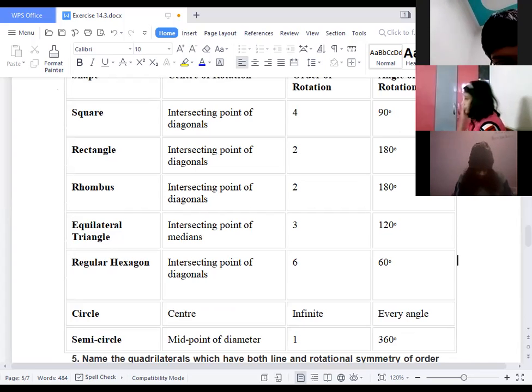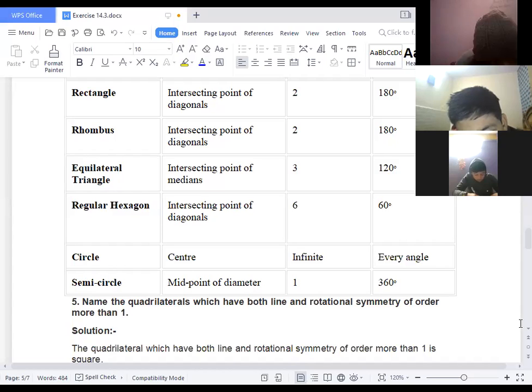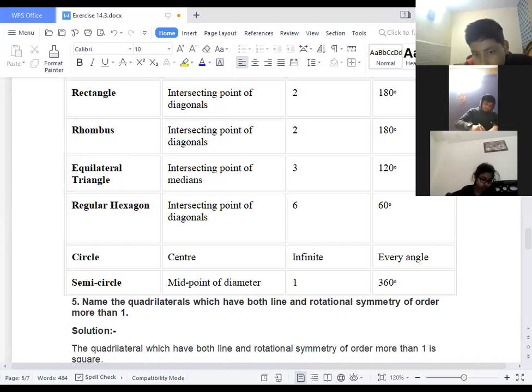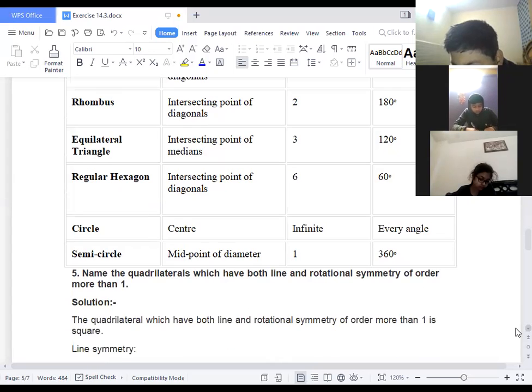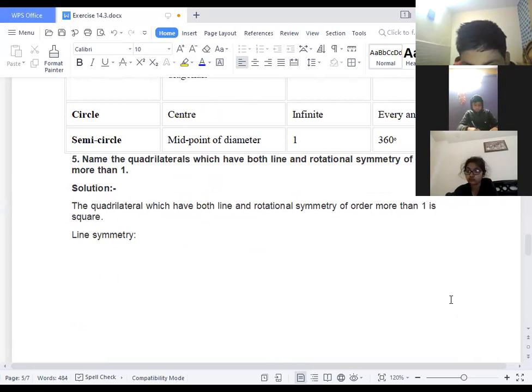So children, next, question number 5 is: name the quadrilateral which has both line and rotational symmetry of order more than 1. The answer is square. A square has both rotational symmetry as well as line symmetry. You can write down the answer: a square has both line and rotational symmetry of order more than 1.